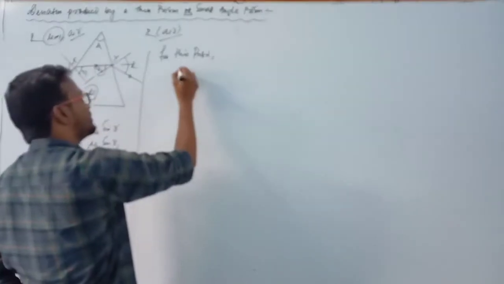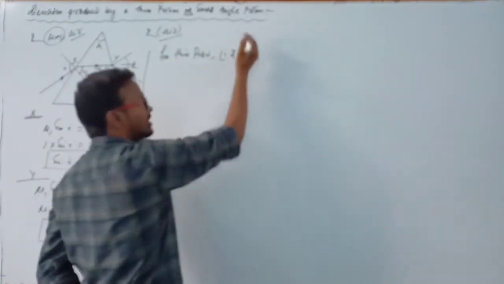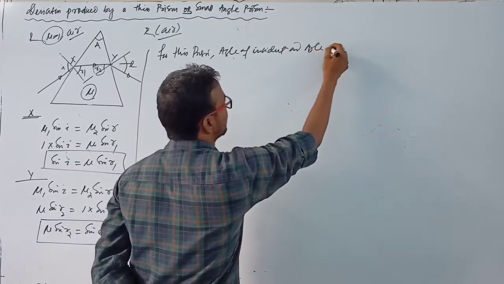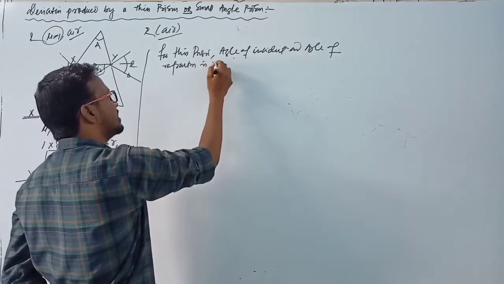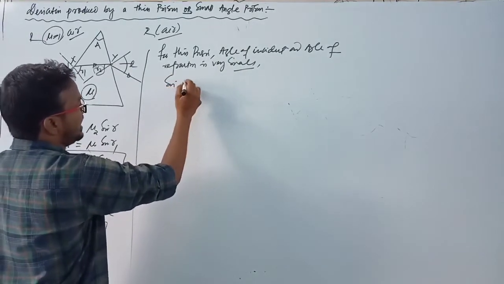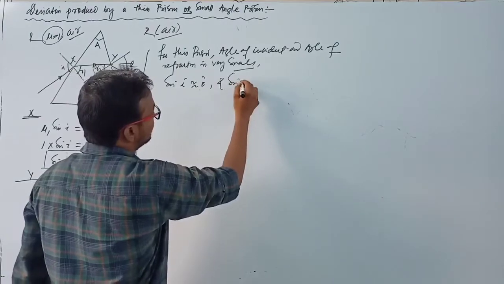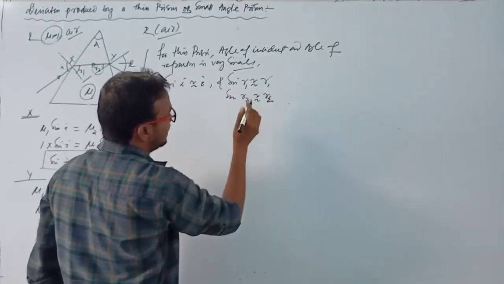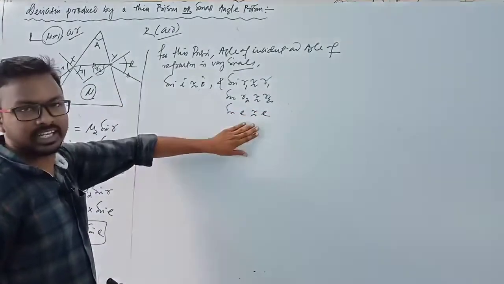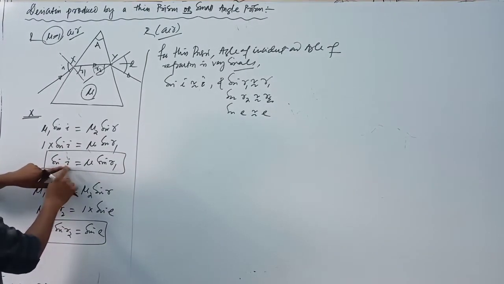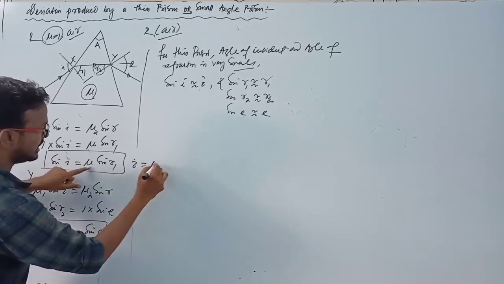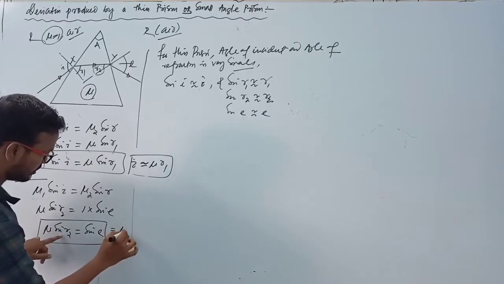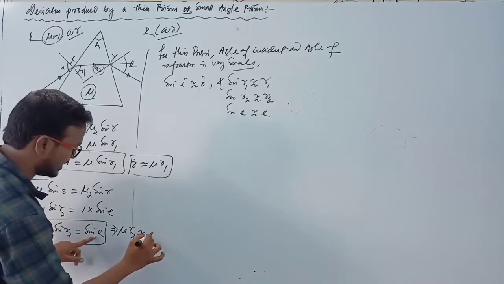For a thin prism, the angle of incidence and the angle of refraction are very small. So we can write sin I nearly equal to I, and sin R nearly equal to R. That means sin R1 is nearly R1, sin R2 is nearly R2, and sin E is nearly E. This is the condition we can write here. So in the first relation, sin I equals I, which equals mu sin R1, which is nearly mu R1. Again in the second relation, mu R2 is nearly equal to E.